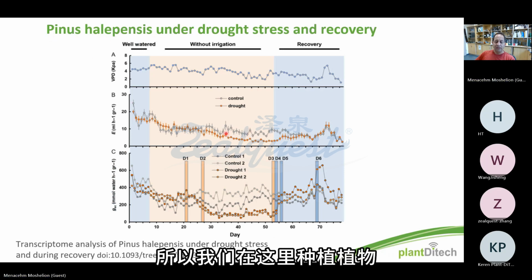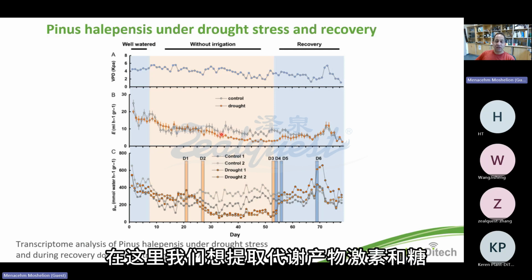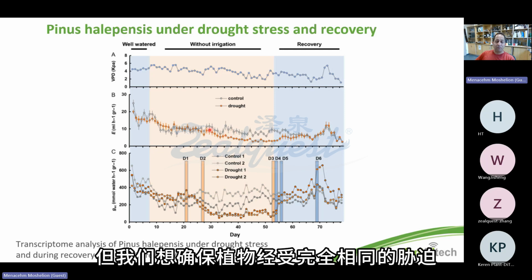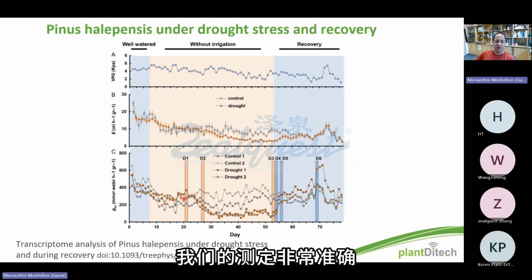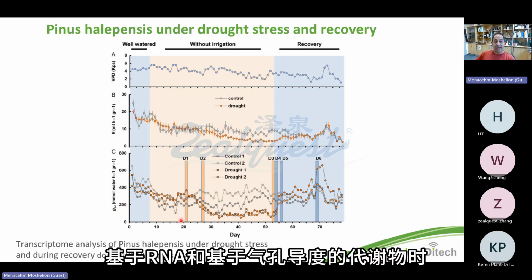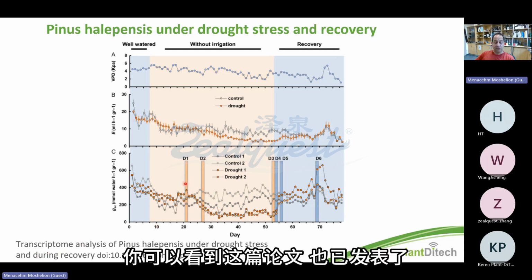So here we grow big plants in big pots. And here we want to extract metabolites, hormones and sugars, but we want to make sure the plant suffered the exact same stress. So the point at which we extract the metabolites, you see it here, was based on the plant stomatal conductance. As I told you, our measurement is very accurate. So when you collect your RNA and metabolites based on the stomatal conductance, actually the result was amazing. You can see the paper, it was also published.